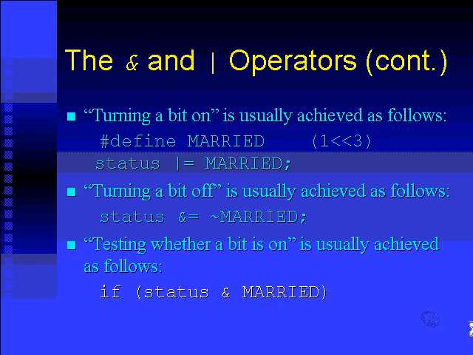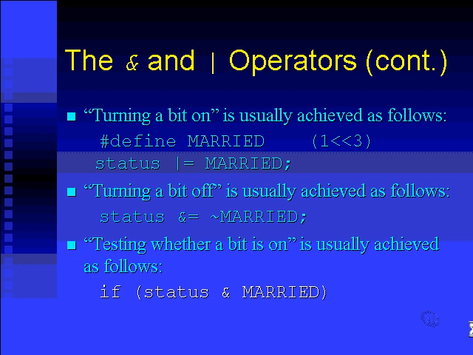It'll still be treated as true or false, because as you recall, anything that is non-zero in C is treated as true. So 8 will be treated as true. So if the married bit is turned on in status, then this will result as 8. In other words, true. So let me rephrase. If the married bit is turned on in status, then this if statement will be true. And if the married bit is turned off, then you'll get a result of 0, which is false. So that is simply a way of determining whether one bit is turned on or not.